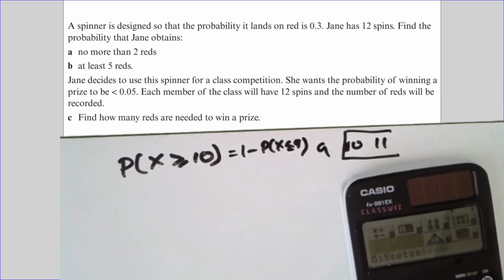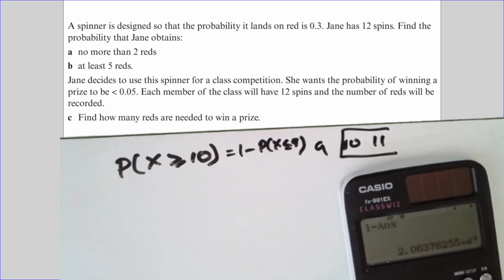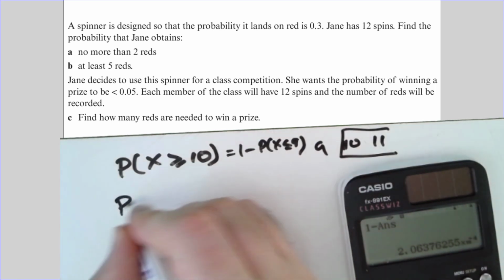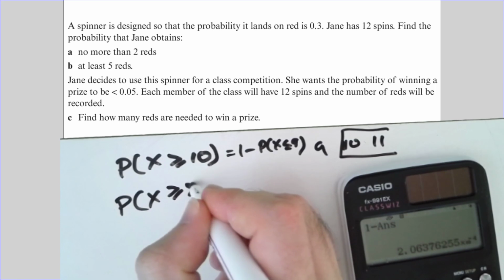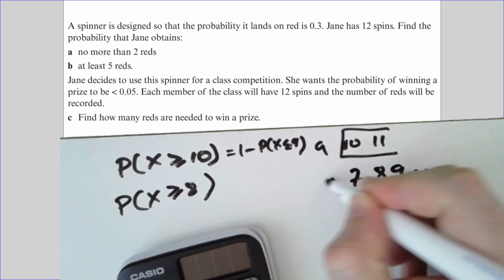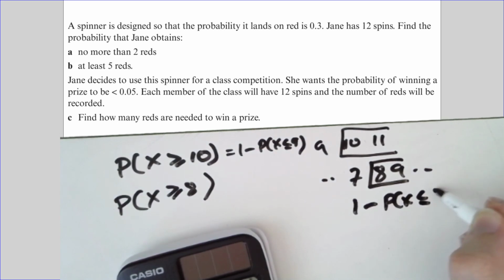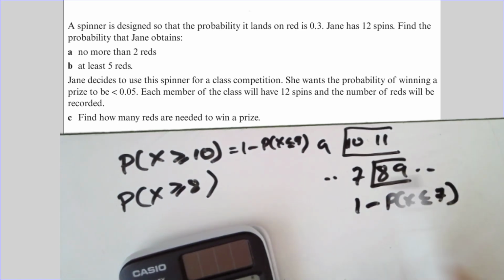So I go menu, distribution, I'm going to go on binomial CD, variable. We've got x is 9, n is 12, this is 0.3 from our question. And this one, if we did menu 1 minus answer, gives us a number that's far too small. So let's try the probability x is greater than or equal to 8, which if we think about it is 7, 8, 9. So this is 1 minus the probability x is less than or equal to 7, because we want everything here, so we want to take off this other bit.